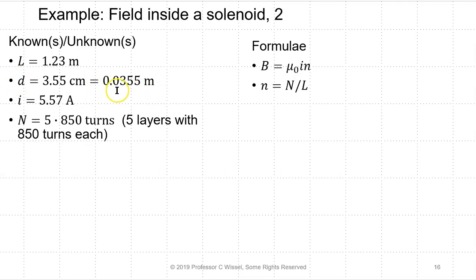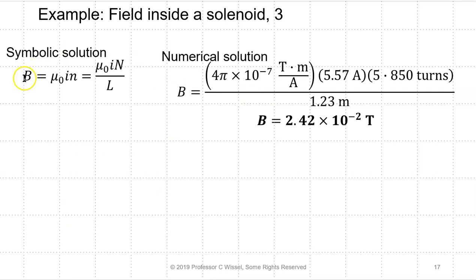D equals 0.0355 meters. The current is 5.57 amps, and N is 5 times 850 turns. That's 5 layers of 850 turns each. The formula is B equals mu naught I times little n, and little n equals big N divided by L. Okay, so we solve this. B equals mu naught I times little n, or equals mu naught I big N divided by L.